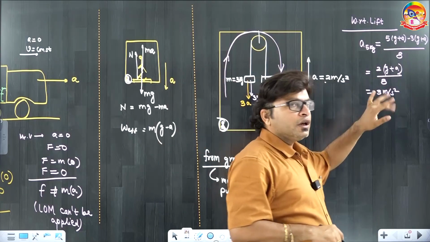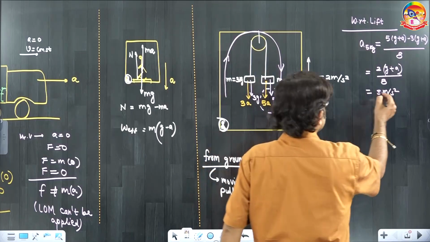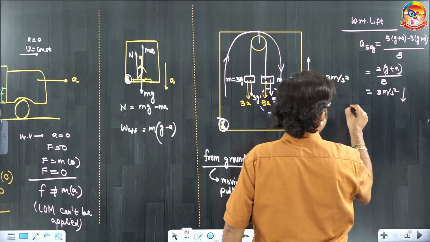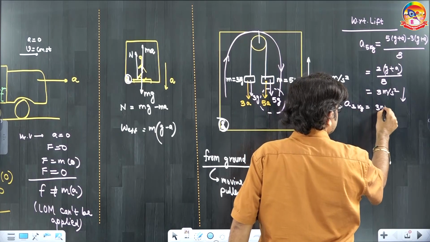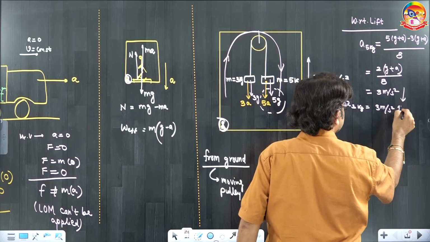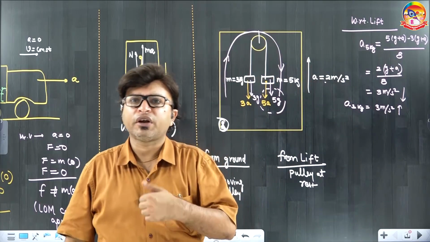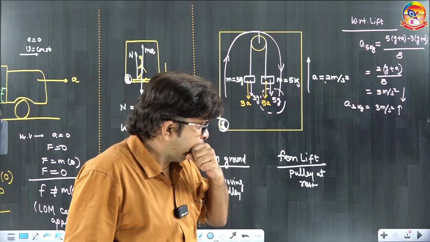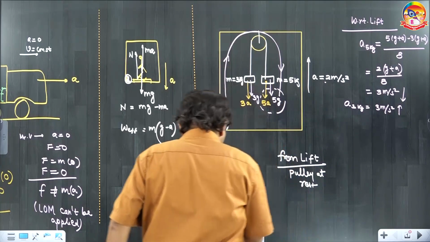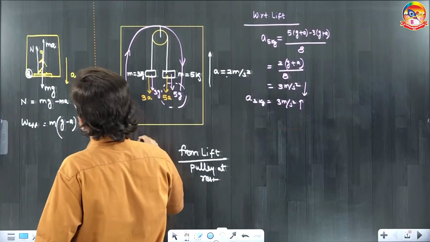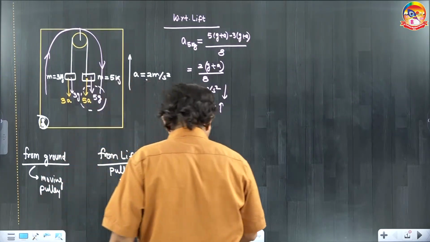12 into 24 by 8, that is 3 meter per second square. So the acceleration of the 5 kg is 3 meter per second square downward. The acceleration of the 3 kg is 3 meter per second square upward. But all these accelerations are with respect to the lift.